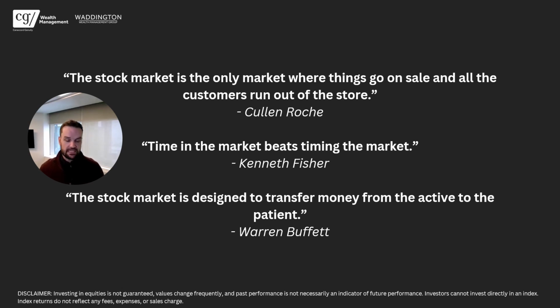The last quote there is from Warren Buffett: the stock market is designed to transfer money from the active to the patient. Again, another kind of market timing quote, but those that are pulling money in and out on that feeling that things are going to be negative usually underperform those that are patient and just wait through that market volatility.